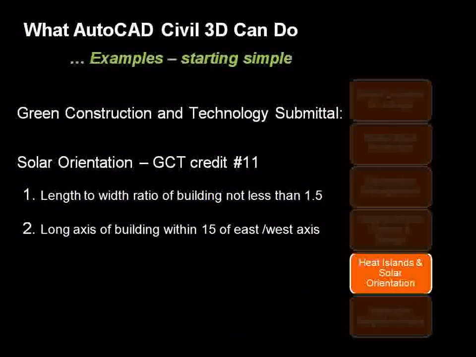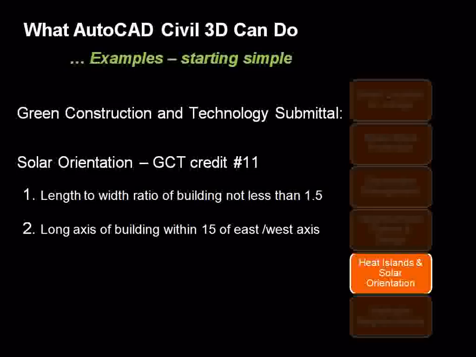This is the GCT category credit number 11. It stipulates that the length-to-width ratio of our building dimensions, as measured at the longest points of length and the longest points of width, must be greater than 1.5.